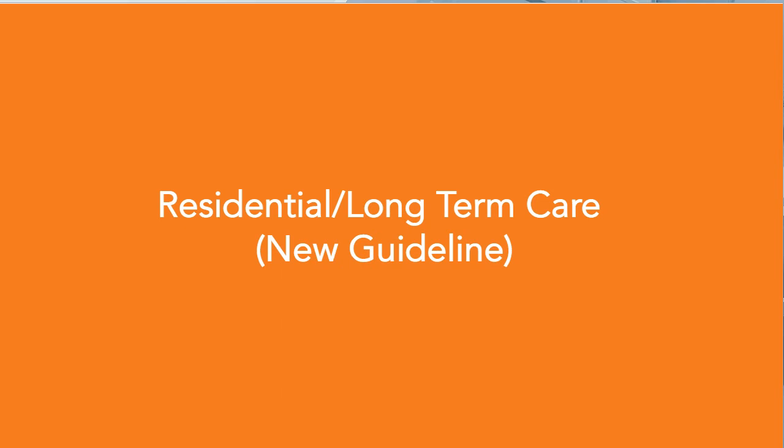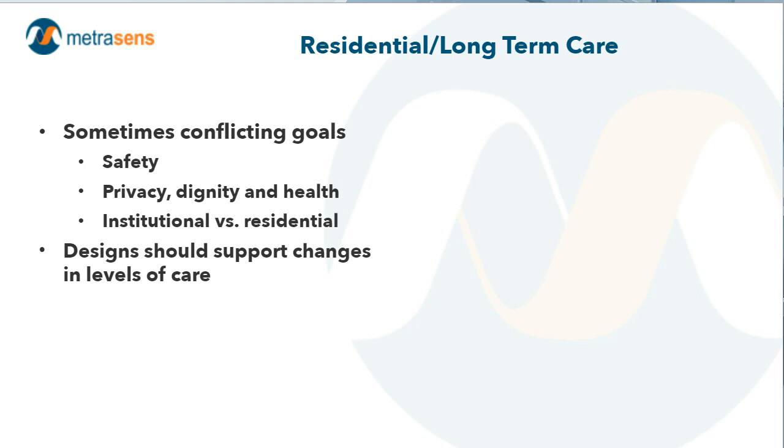So let's take a little bit deeper dive into the residential long-term care. This is all new. And we have to recognize that sometimes we've got conflicting goals here with these residential long-term care facilities, and you've got changing status in care, changing status in the mental acuity of patients. And there are sometimes conflicting goals around that: safety, privacy, dignity, and health. And everyone wants it to be more residential versus institutional. So as you start leaning towards security and safety, things start looking more institutional. So it's a balancing act that the designs need to support these changes in levels of care.